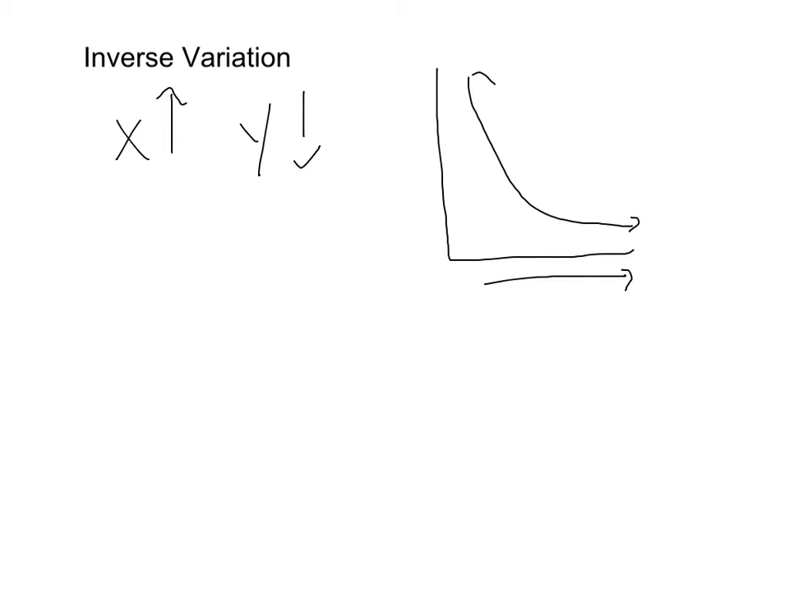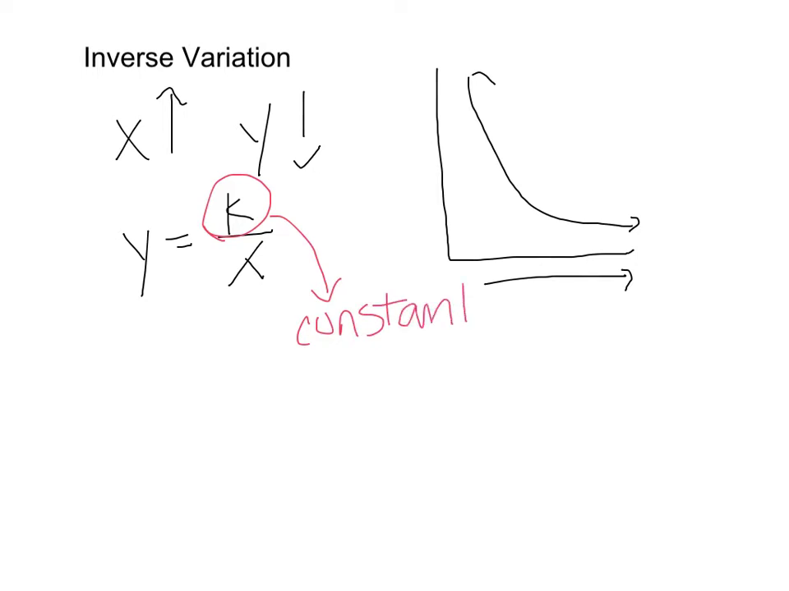The general equation for inverse variation is y equals k divided by x. This k stands for the constant of variation. It's always the same in a particular inverse variation problem. We can find the constant of variation by multiplying. If we look at this equation, y equals k over x, and we multiply both sides by x, we see that k equals x times y.